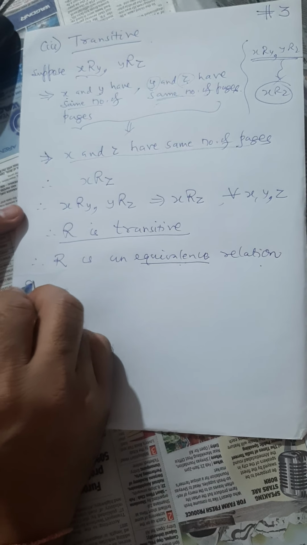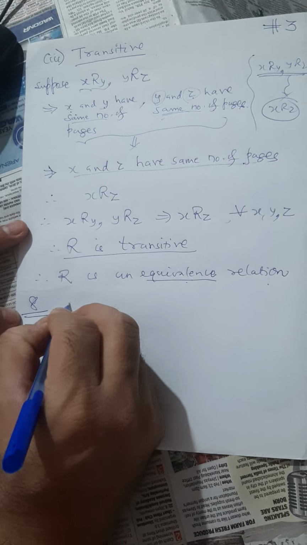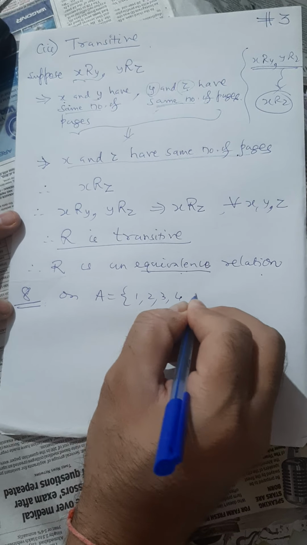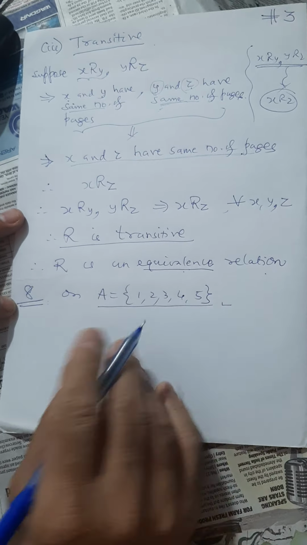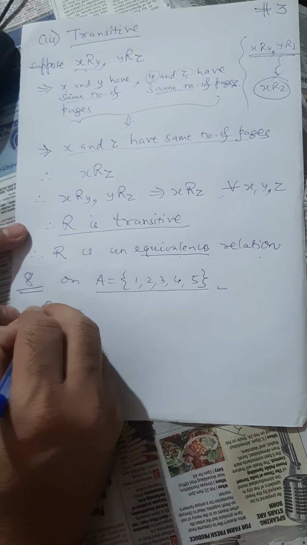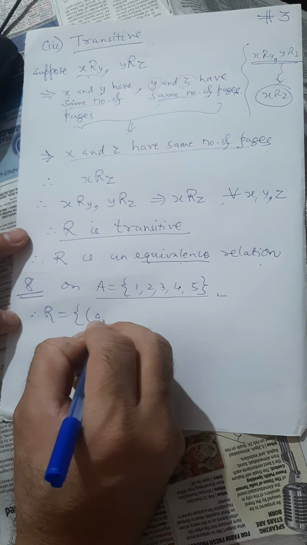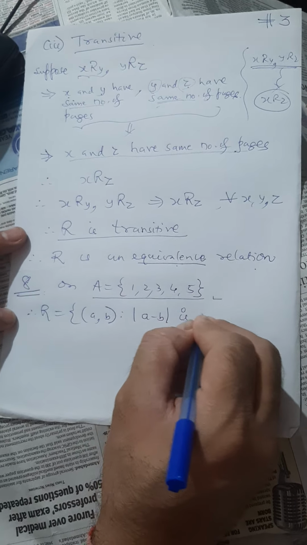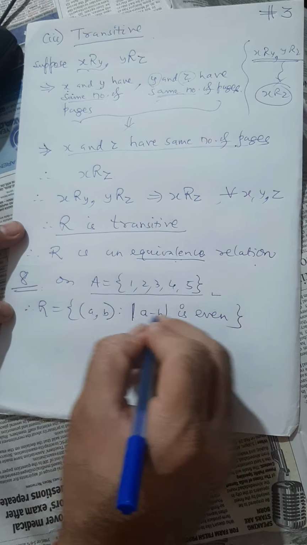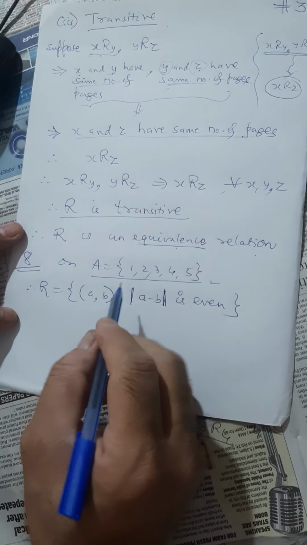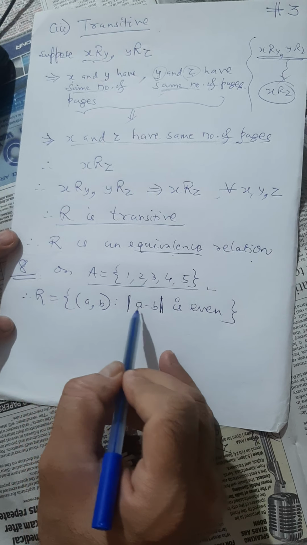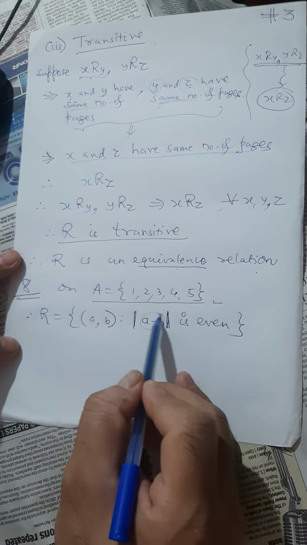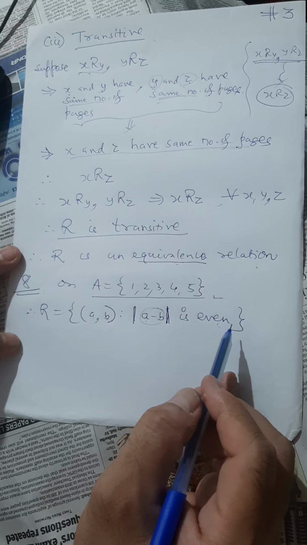Next question, question number 8 here. Your relation is defined on A equals this set 1, 2, 3, 4 and 5, a set consisting of just 5 members. The definition of the relation R is this: (a, b) such that modulus of a minus b is even. This is the definition. Like you can say, for example, 1 related to 1, because 1 minus 1 is 0 and it's even. You can say 2 related to 2, because 2 minus 2 is 0 is even, and so on.